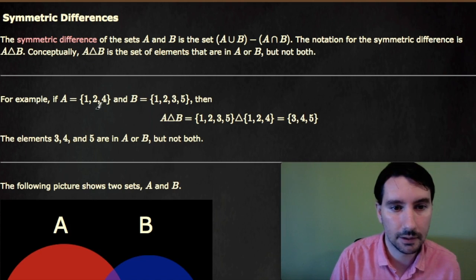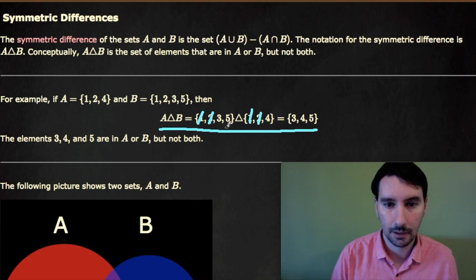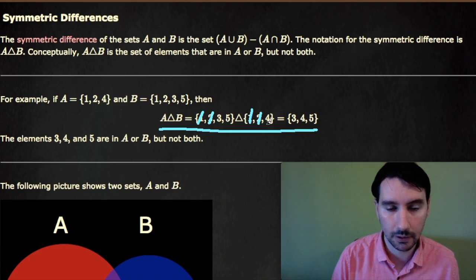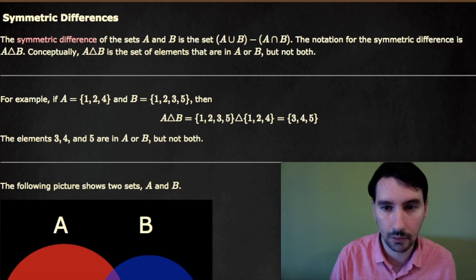So for example, if A is {1, 2, 4} and B is {1, 2, 3, 5}, then we want A symmetric difference B. We have 1 in both sets, which means we can't include 1. We have 2 in both sets, so we can't include 2. But 3 is only in exactly one set, B, 5 is only in B, and 4 is only in A. So we can include all those elements, and we get {3, 4, 5}. So it's all the elements in A or B, but not both.